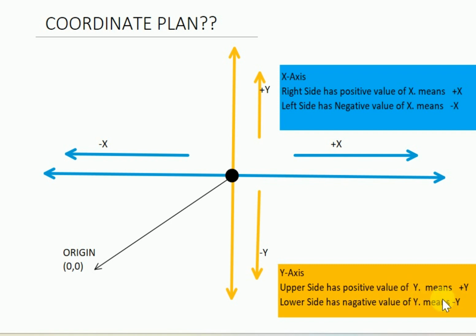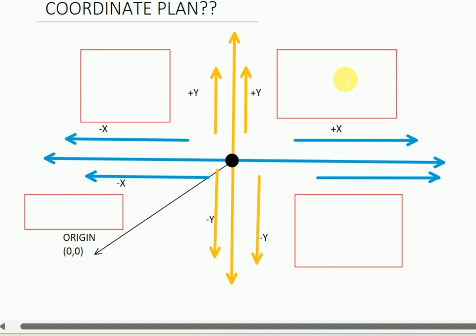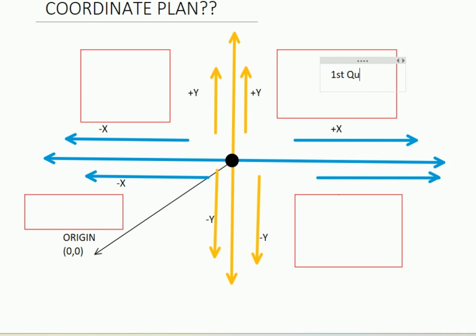The x and y-axes split the plane into 4 quadrants. They are the first, second, third, and fourth quadrants respectively. And these quadrants are named anti-clockwise. The top right quadrant is named the first quadrant. Here, x has a positive value as it is on the right side of the origin, and y also has a positive value as it is on the upper side of the origin.